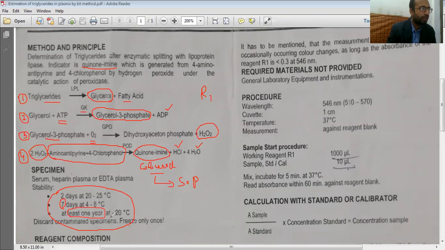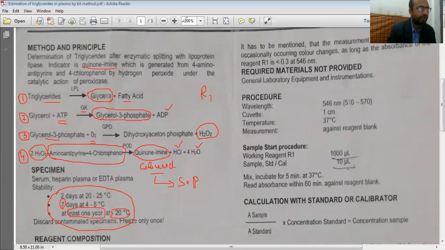if you are storing your blood sample at minus 20 degrees Celsius. And these are the chemical reactions involved in making the colored compound for the estimation of triglycerides in the blood serum.